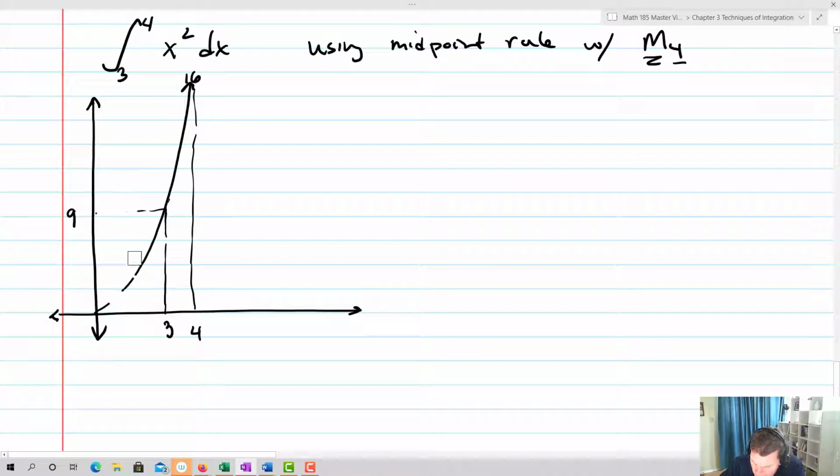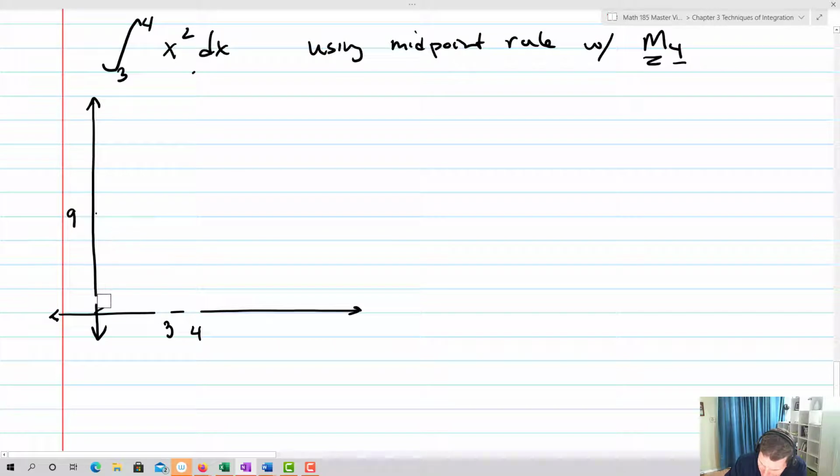But for the purposes of instruction, let's go out and let's kind of imagine a cross section where here's 3 and here's 4.